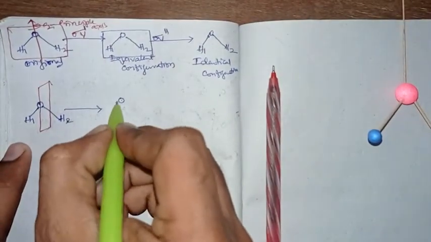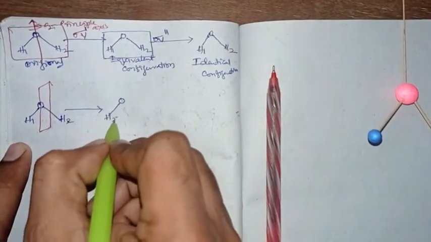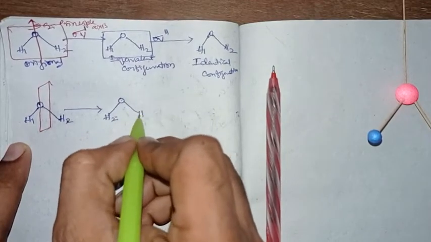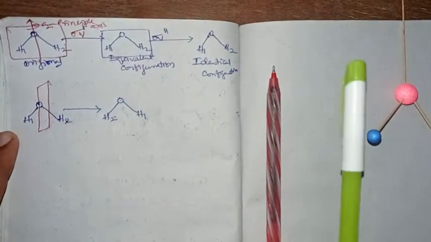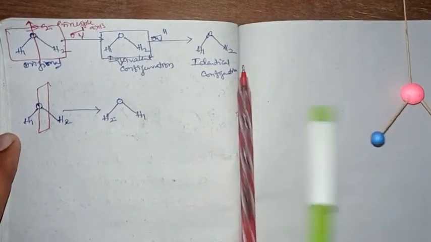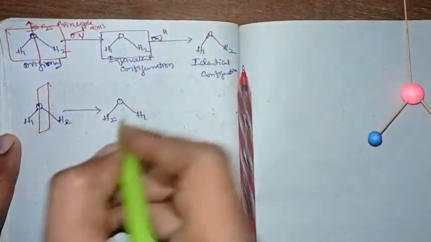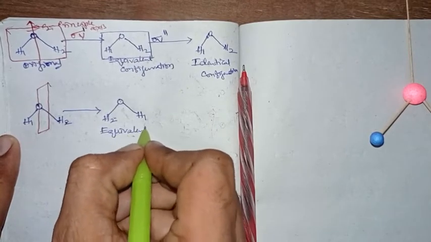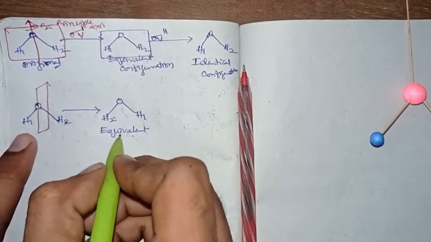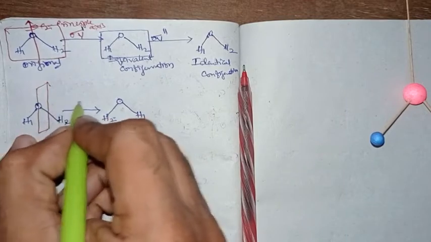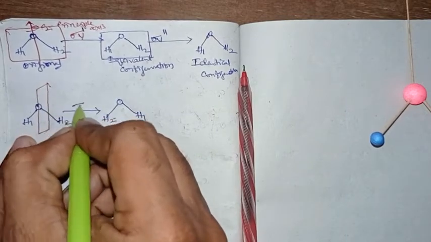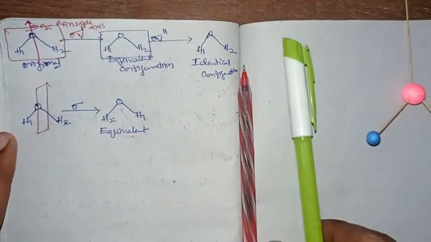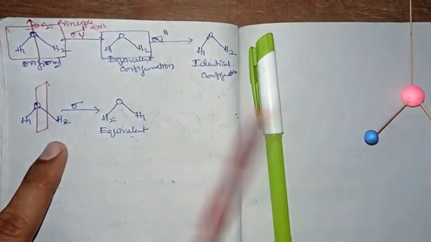So the oxygen remains, H2 will come here, H1 will come here, right? So with this reflection, what we are getting is that the similar hydrogens are reflected. So this is an equivalent configuration, right? When it is an equivalent configuration, this particular plane is called a plane of symmetry.